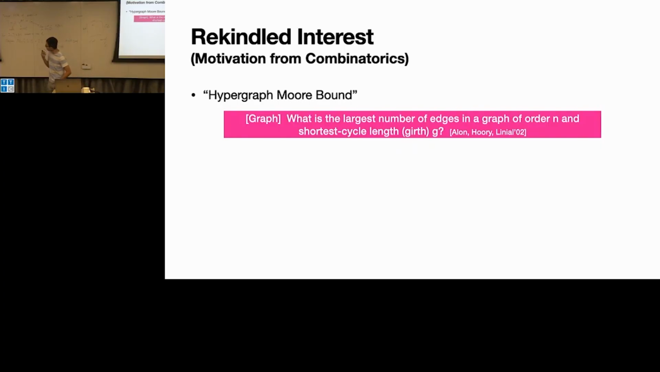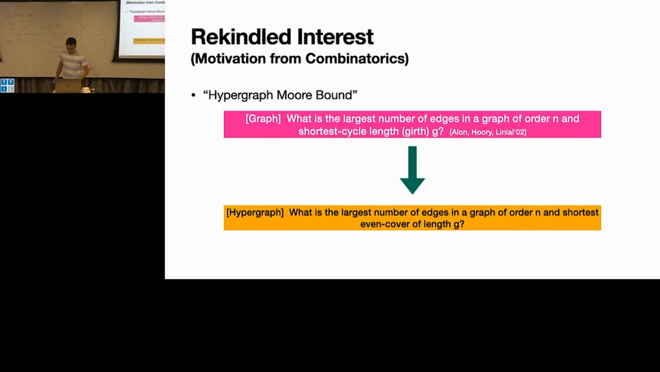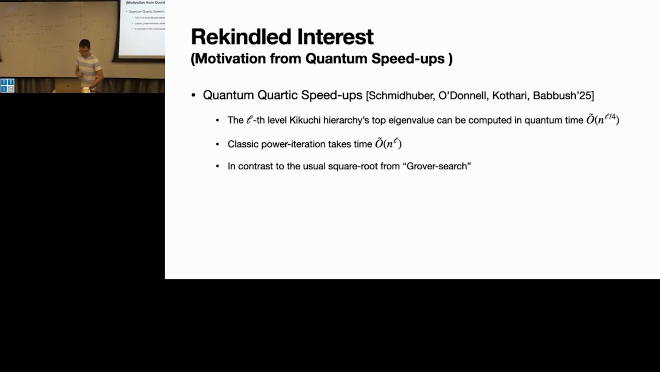And this is related to the question in the hypergraph, which asks, instead of having shortest cycle, you look at the natural analog of cycle in hypergraph, which is even cover. We still don't know the tight bound for hypergraph at the moment. I can say more on why these questions are closely related in a bit.